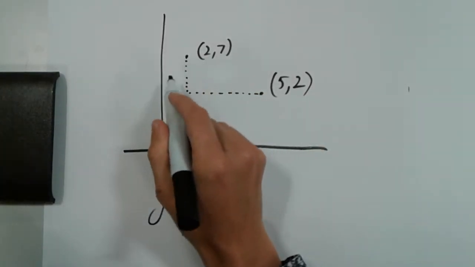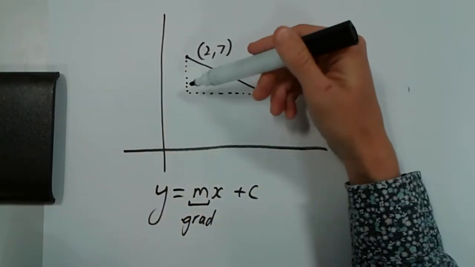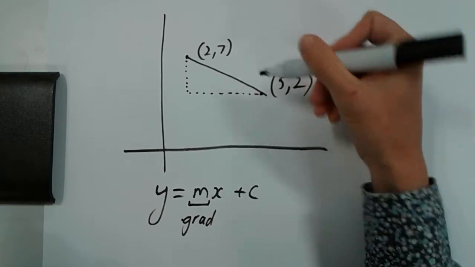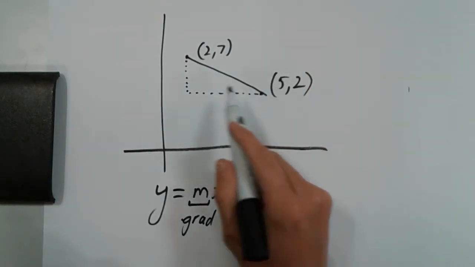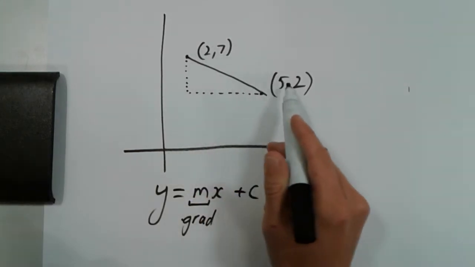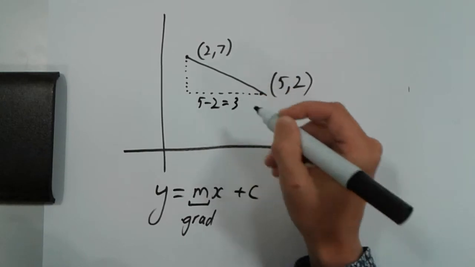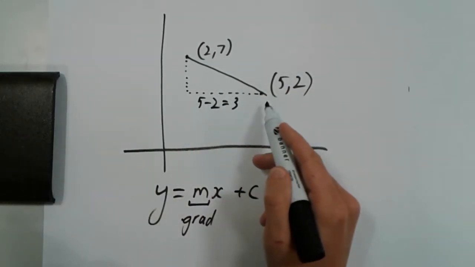Okay, so it's saying how much do we move up for every one we move across. We need to have a look at how much have we moved across first of all. So we've started at 2, moved to 5, 5 take away 2 is 3. So we've actually moved 3 steps across here.